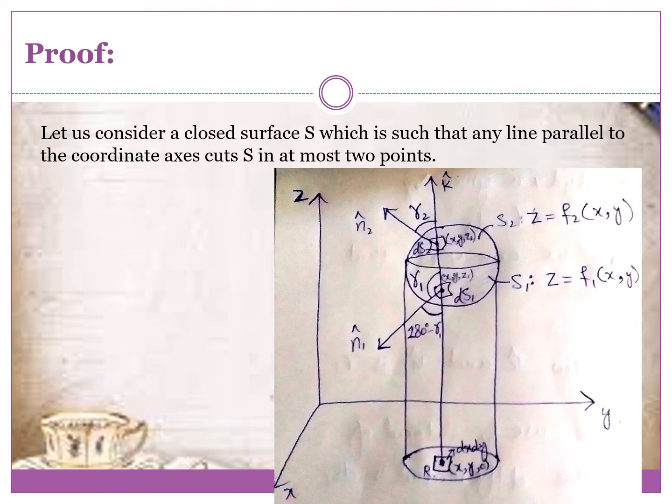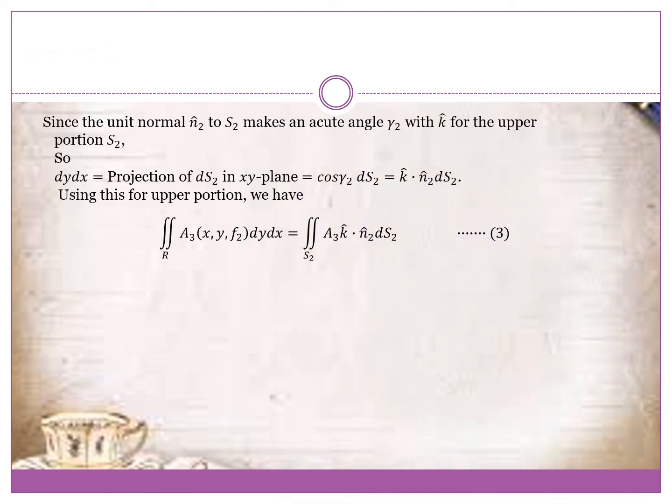Similarly, we suppose that n1 is the unit outward drawn normal vector making an angle gamma 1 with k. Here you can see that gamma 1 is an obtuse angle. Here in the previous step we have used f2 instead of R because the differential here is dS2.